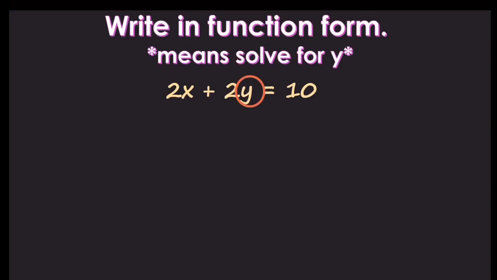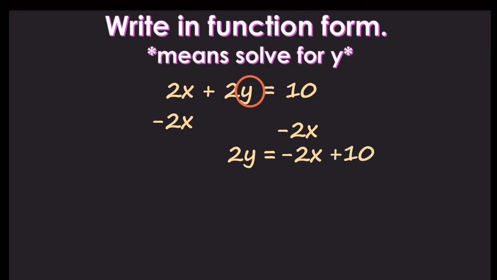So it's like solving the two-step equations we've been doing. I can't touch the y term. I need to move over this 2x first. Okay? So I subtract 2x from both sides. That is all one term. I can bring it over together all at the same time. I then get 2y equals negative 2x plus 10.